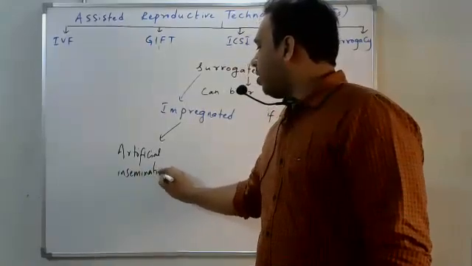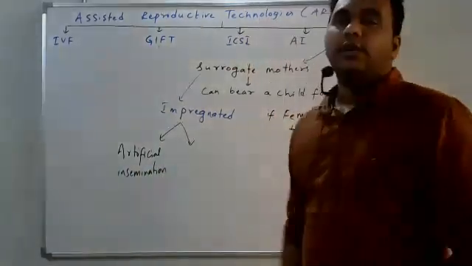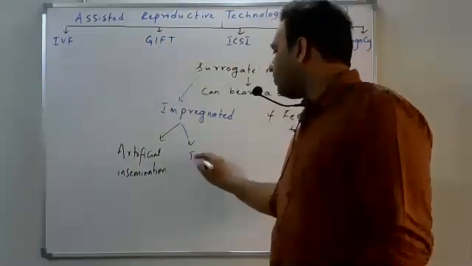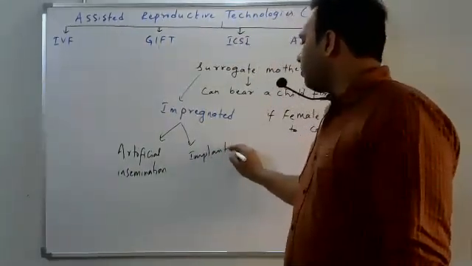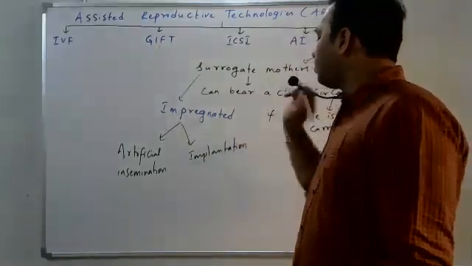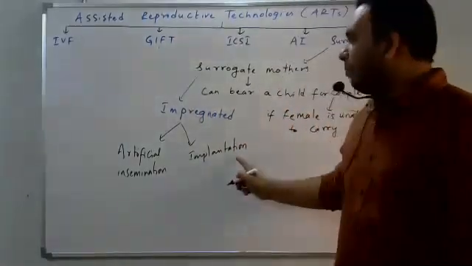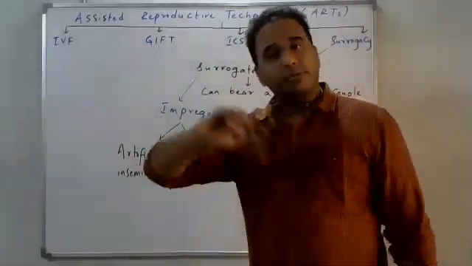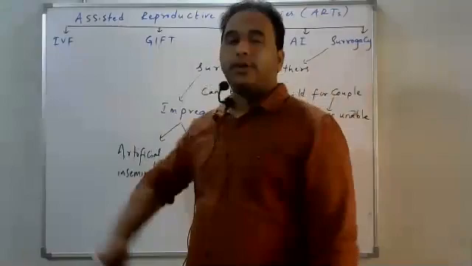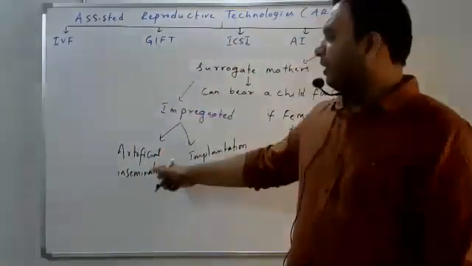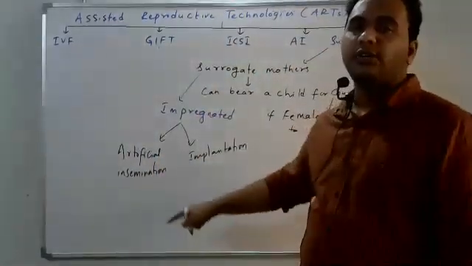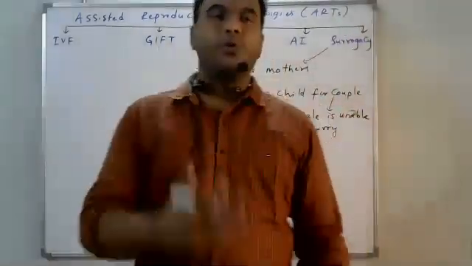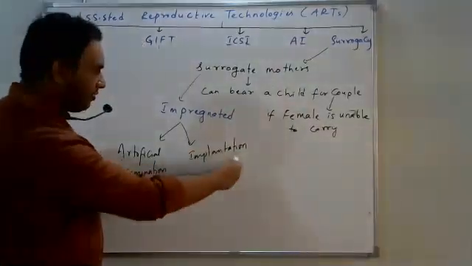So either artificial insemination, or the other method is implantation directly, artificial implantation into the uterus. It is direct implantation into the surrogate mother, or else the semen can be transferred to the surrogate mother's uterus or fallopian tube. You may get a question, sir, how to transfer it to the surrogate mother? These are the two ways.